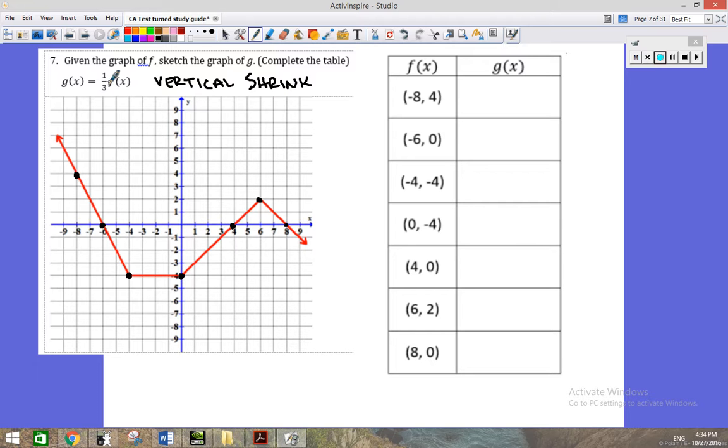When you're outside of the parentheses, when you're affecting the output of the function, it behaves in a normal way. So we're going to take all the y coordinates and multiply them by 1/3, or in other words, divide them by 3.